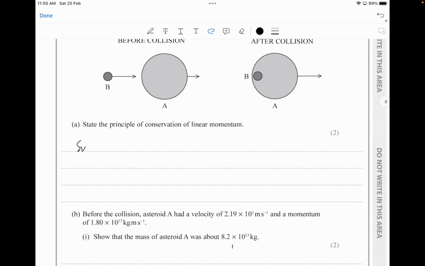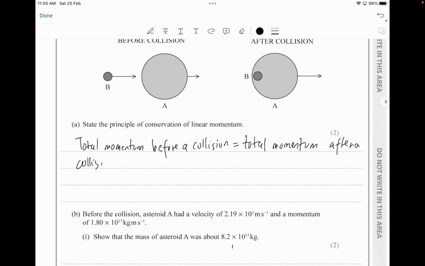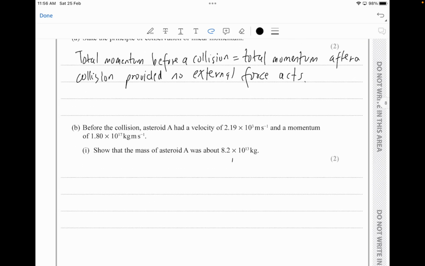We know that the total momentum before a collision is equivalent to the total momentum after a collision, provided that no external force, or let's say the resultant force in this case, no external force, or let's say in a closed or isolated system. Okay, let's move on to the next question.